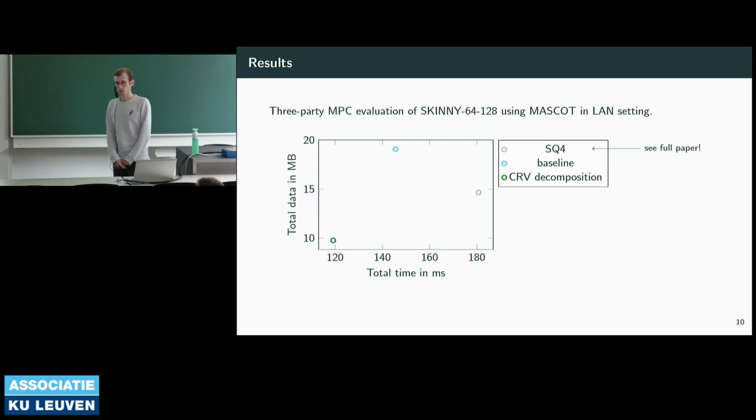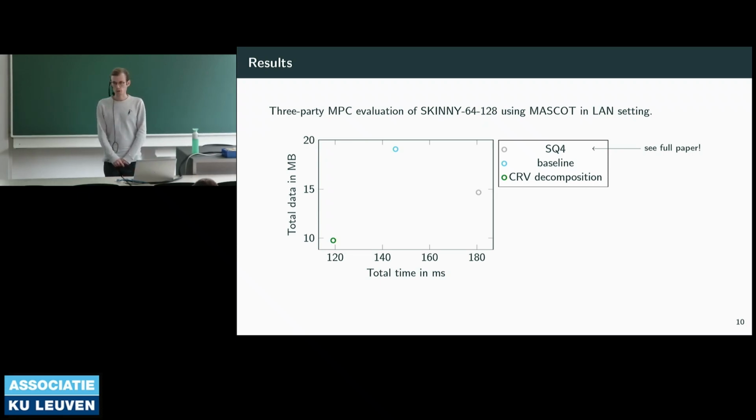So we implemented this in a 3-party setting using Mascot. Mascot is a dishonest majority, maliciously secure MPC protocol. And this shows an evaluation of Skinny 64.128, so 64-bit block size and 128-bit tweakey. The entry on top, the blue entry, is the baseline. This would be the Boolean circuit. And our polynomial decomposition is in the bottom left.